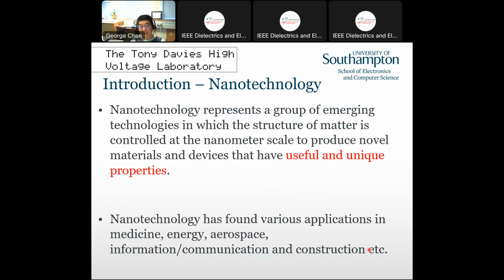Nanotechnology, by its definition, represents a group of emerging technologies in which the structure of matter is controlled at the nanometer scale to produce novel materials and devices that have useful and unique properties. Nanotechnology has found a wide range of applications already, including in medicine, energy, transportation, aerospace, information, communication, and construction, etc.